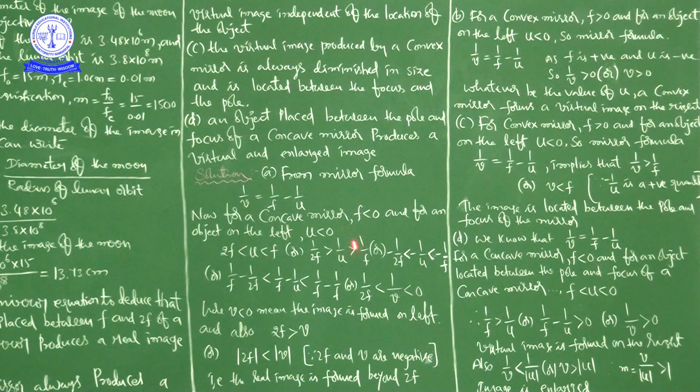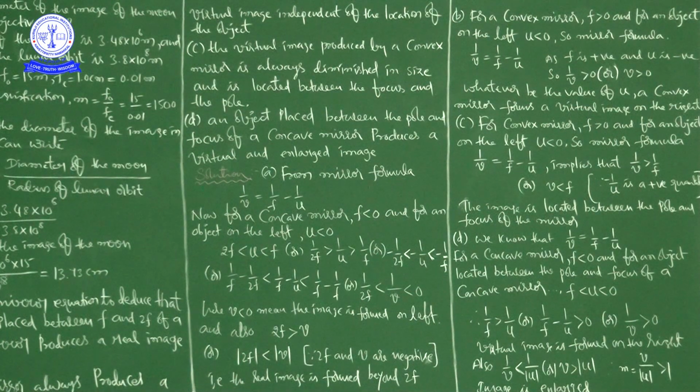So when he kept it between f and 2f, the left side means the negative x-axis, and the right side means the positive x-axis. The mirror is present here. Based on that he is saying that for a concave mirror f is less than 0, and for an object on the left, u is less than 0, because both are present on the left side, the negative x-axis. When the values are negative, they are automatically less than 0.